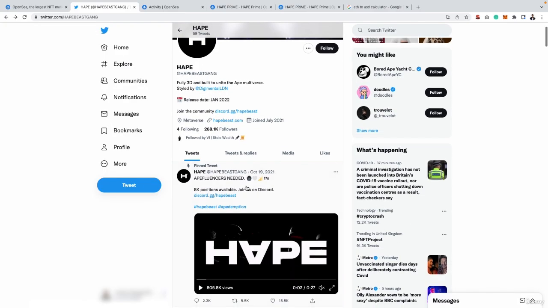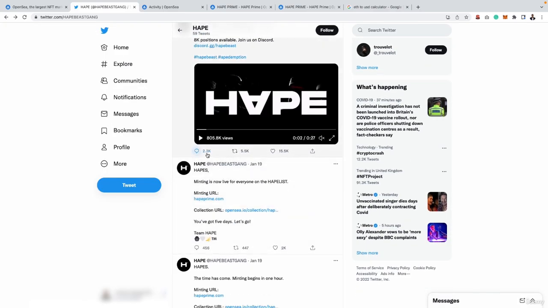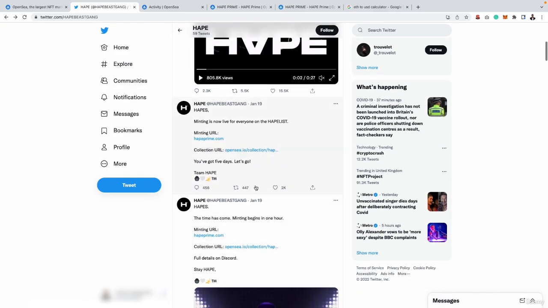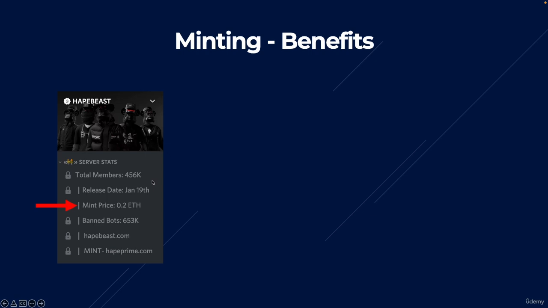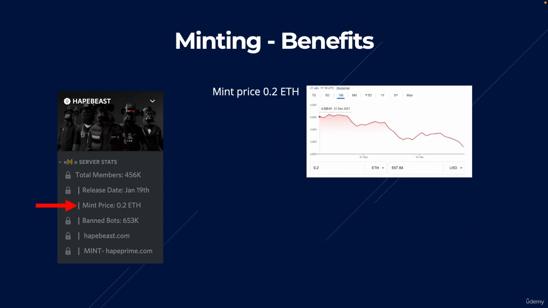There was lots and lots of hype around this project. You can see how many comments they're getting on all of their tweets. Absolutely insane. Tons and tons of engagement. And I was actually in the Discord of this project, so I know that you could have minted one of these apes for just 0.2 ETH. Which, to give that some context, at the time of making this video, 0.2 ETH is worth about $560.